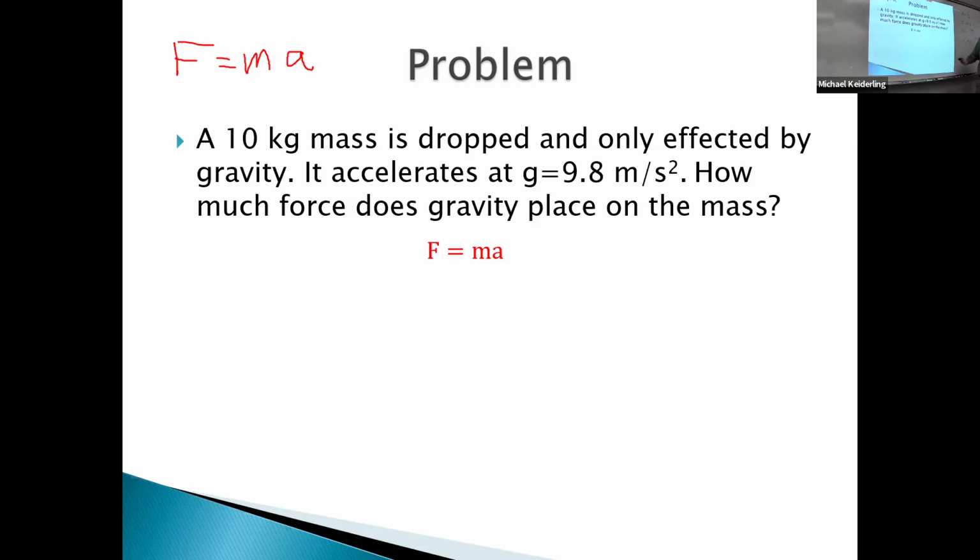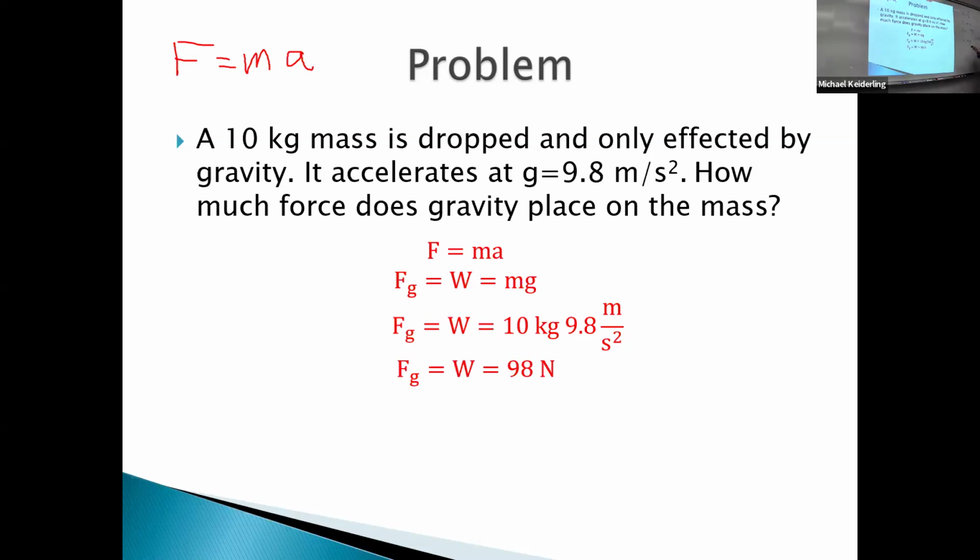So force equals mass times acceleration. The force of gravity is the weight. It's mass times g. So 10 kilograms times 9.8 meters per second squared is 98 newtons. And you can see how that's almost 100 newtons. Because g is almost 10, a good rough approximation of the weight of something is just 10 times its mass.